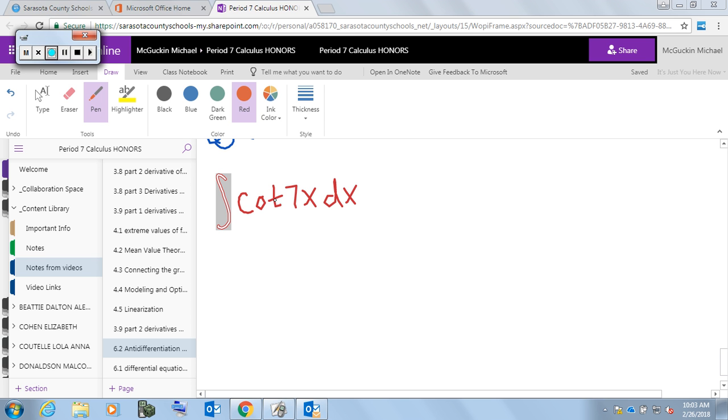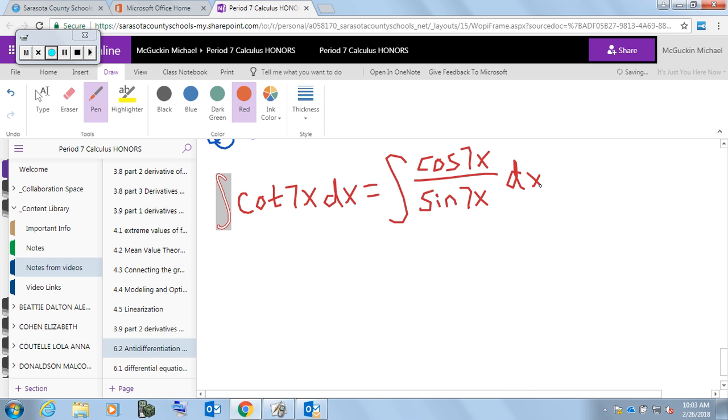Cotangent of 7x is the same thing as saying this is the integral of cosine of 7x over sine of 7x dx. Well, why am I going this route with it? Think about what you could possibly do here. You want cosine of 7x dx to be represented in du. How do I know that? Well, because you know that du has to be the product of some function times dx.